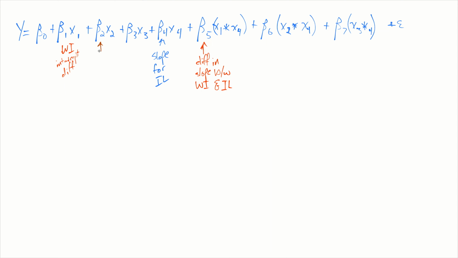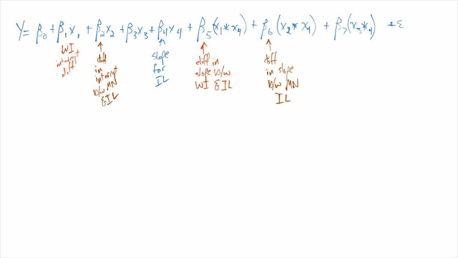Here, for beta 2, it's the difference in intercept between Minnesota and Illinois, and beta 6 is going to be our difference in slope between Minnesota and Illinois. I'll explain again why that is.